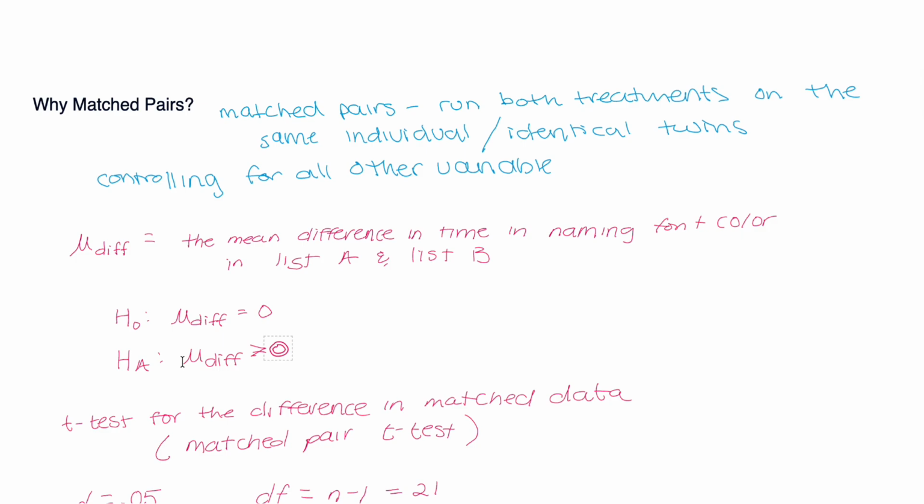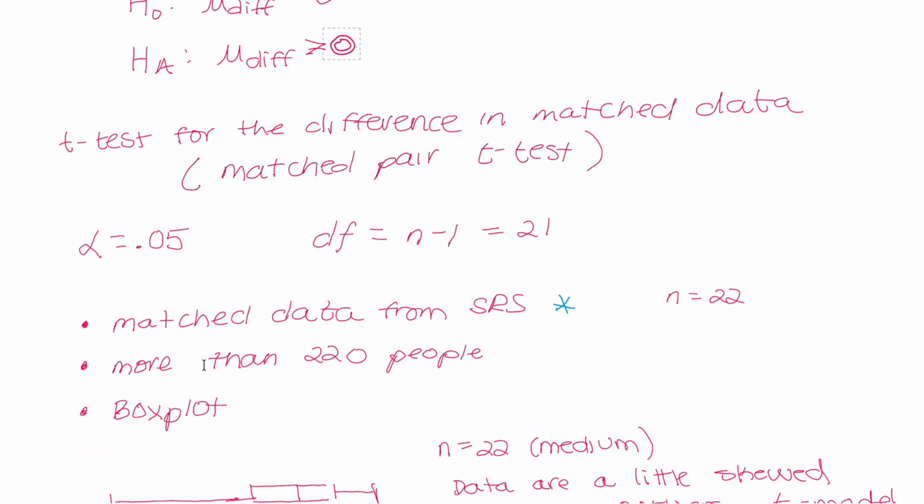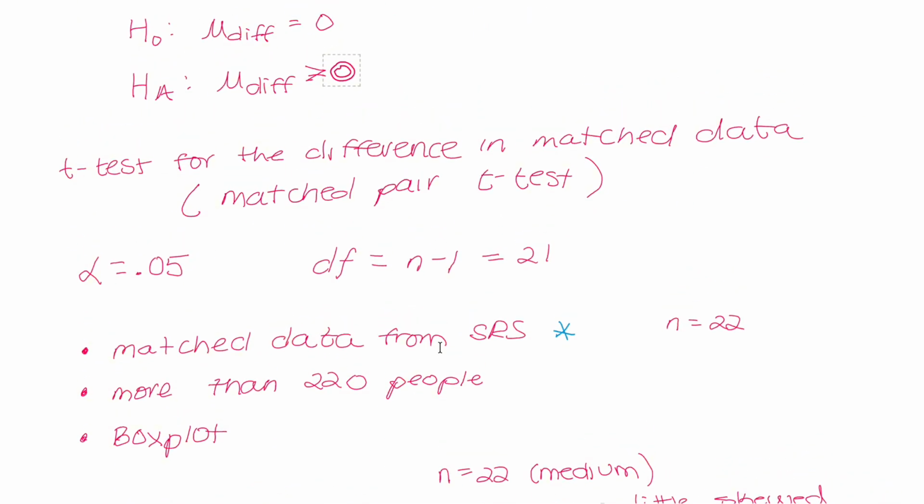The name of our procedure is t-test for the difference in matched data, also called a matched pair t-test. Label the alpha, which is 0.05. Degrees of freedom will be n minus 1. Since we have 22 people total, we're going to have 21 degrees of freedom. Then we check the conditions. First of all, the matched data is from a simple random sample. Well, this is questionable, because I didn't randomly assign two people together. I just asked the classmates to find their partner, so it may lead to some bias. And n is equal to 22, which is more than 20, that's true.